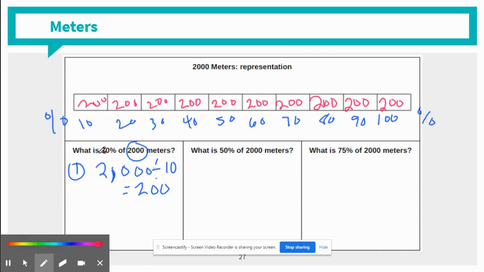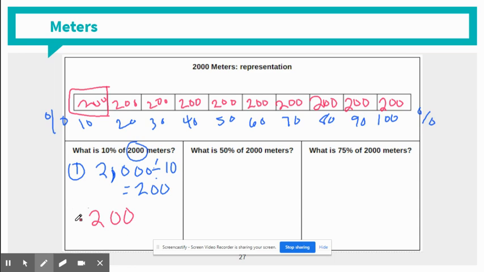All right, so now I'm over here. I'm looking at what is 10% of 2,000. So here's 10. I draw my line. And what do I get? 200. So the answer is 200 meters. Okay, I'm going to erase that. I'm just going to erase this part, and this part. There we go. And let me put that back. 200. There we go. The next one, what is 50% of 2,000?